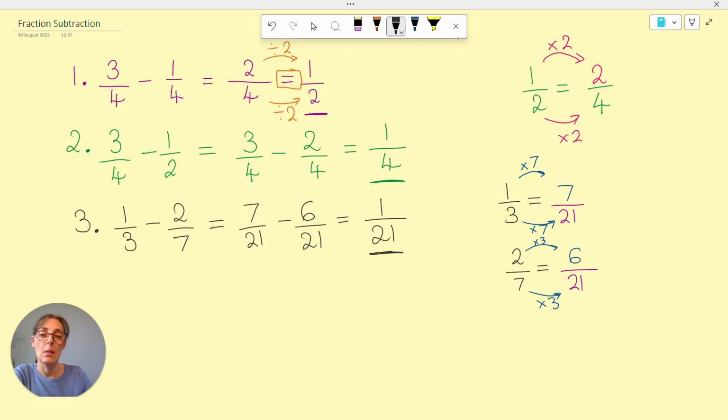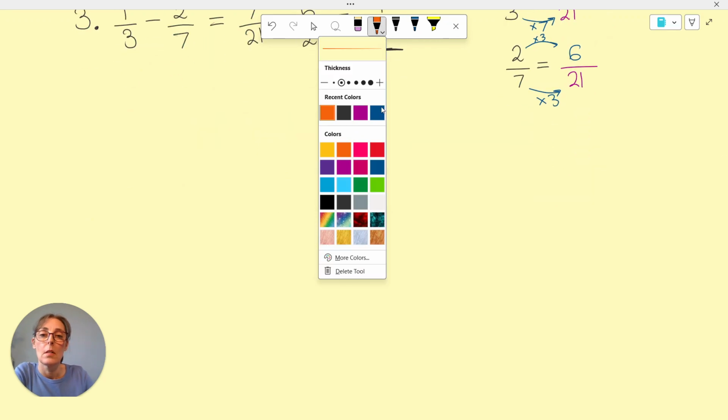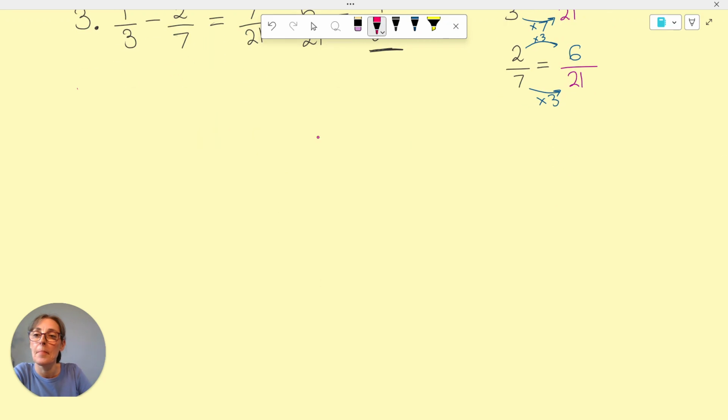I'm just going to go down a little bit. And we're on number 4. So number 4 is 4/5 take away 4/9. 4/5 take away 4/9. Again, we've got different denominators. So they're both factors of a number, and we're trying to have the same number at the bottom, aren't we? So we could count up in nines until we have a multiple of 5.